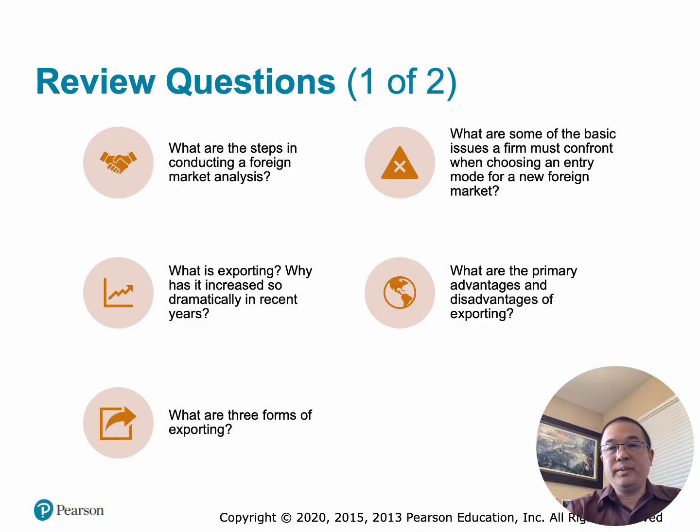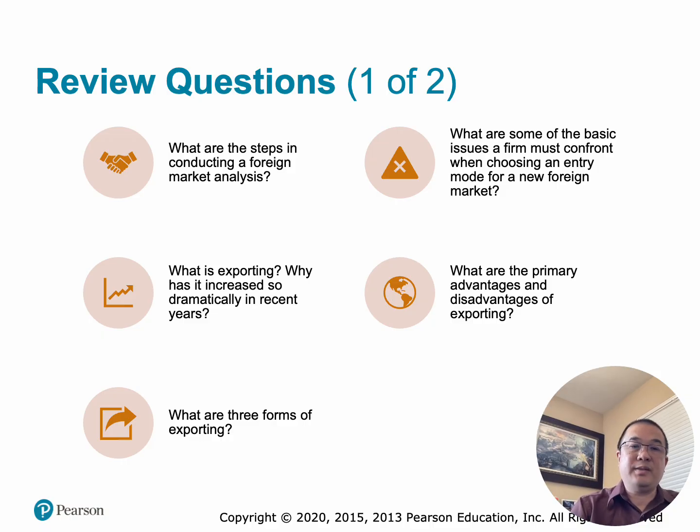Number 5, what are the 3 forms of exporting? So based on the slides we reviewed, A, indirect exporting, the company sells to a domestic intermediary. The flow is from manufacturer to export intermediary and then foreign customer. Advantages would be lowest risk and simplest approach.